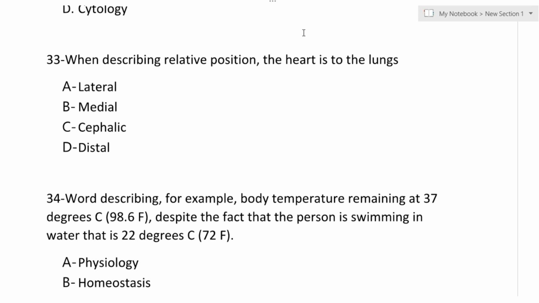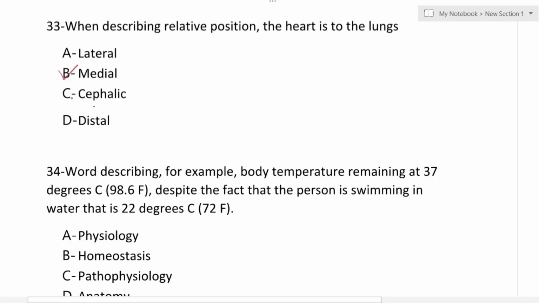Each correct answer carries 1 mark. Once the exam is over, you can comment your total score. The correct answer for this question is option B, that is medial. Heart is present in between the two lungs, so it is medial to the lungs.